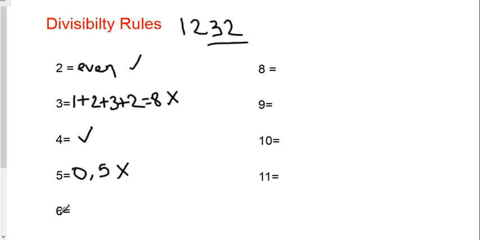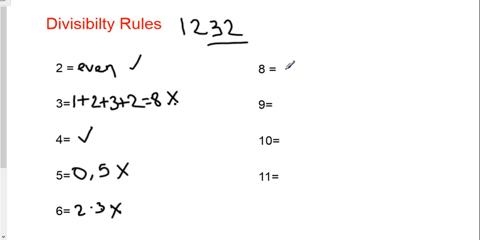To check for a number divisible by 6, just think logically for a minute. 2 times 3 is 6. So if it's divisible by 2 and it's divisible by 3, then it's divisible by 6. So in this case, it is divisible by 2, but it's not divisible by 3. So the answer is no, it's not divisible by 6.